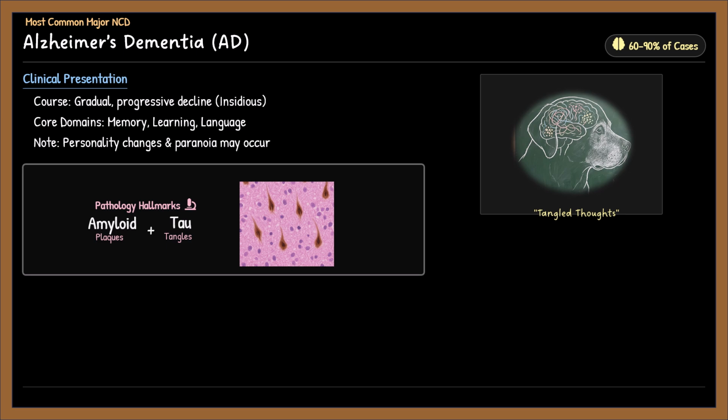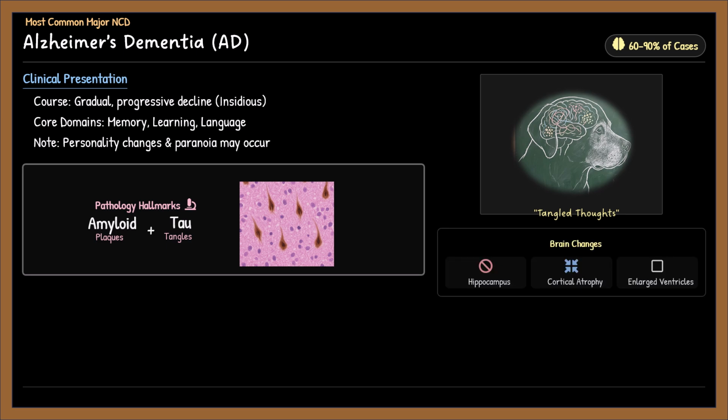You also need to know what does this look like on head imaging. So these patients are going to show cortical atrophy and enlarged ventricles. Alzheimer's dementia affects the hippocampus.